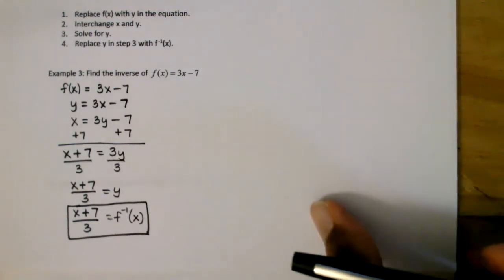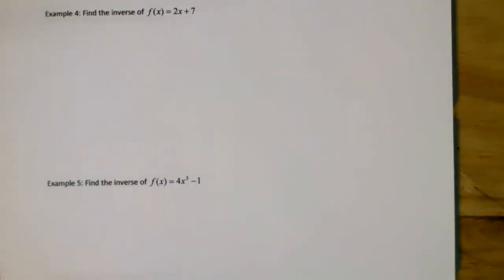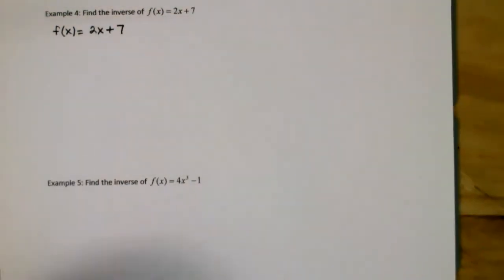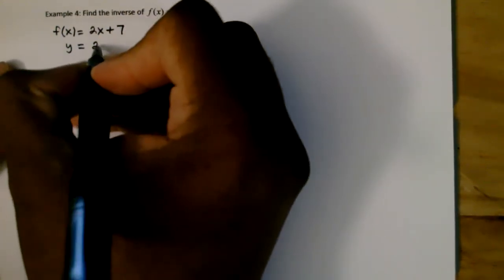All right, here's another example similar to that. Let's say we have f of x equal to 2x plus 7. And in this case, I want to find the inverse of that function. Here we got f of x equal to 2x plus 7. All right, so the first step would be to replace f of x with the y. So this will be y is equal to 2x plus 7.